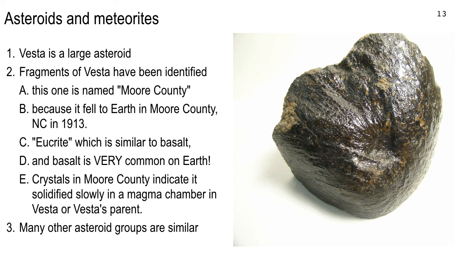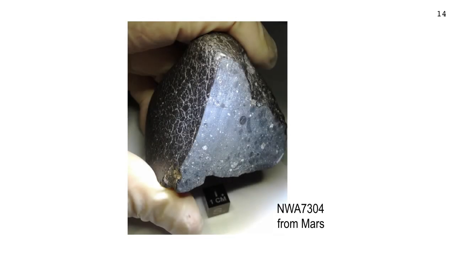And there's many other asteroid groups that are similar to this. So we know that there's a lot from Vesta. There's a lot from Mars, several from Mars that we know. Other planets and moons and stuff. NWA 7304, let's talk about this one for a minute. This one we definitely know is from Mars.